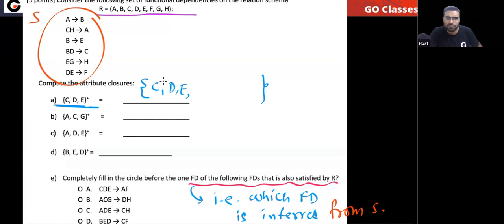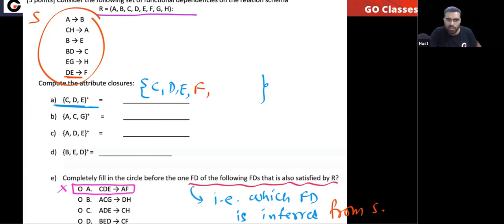What else? DE can give you F also. So you got CDEF, that's it. So can I get this FD? Is this FD satisfied by R? No, this functional dependency is not satisfied by R.